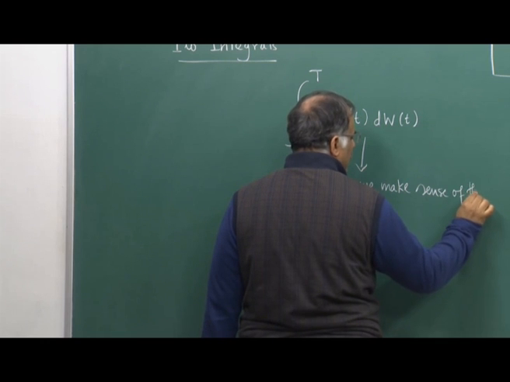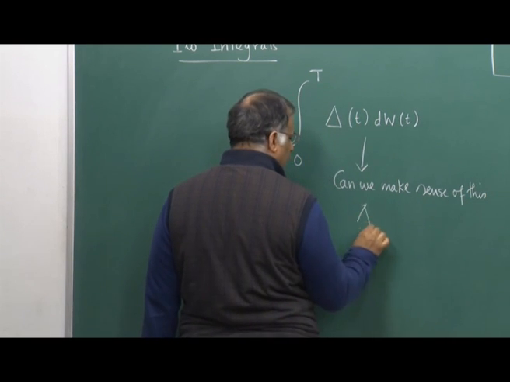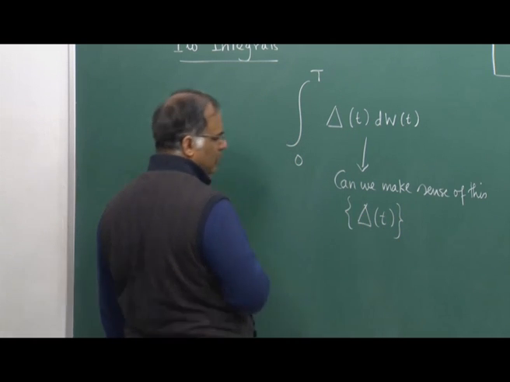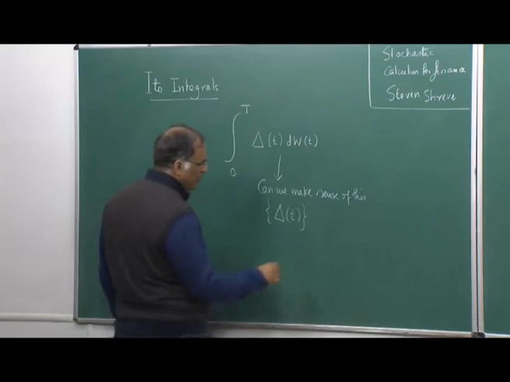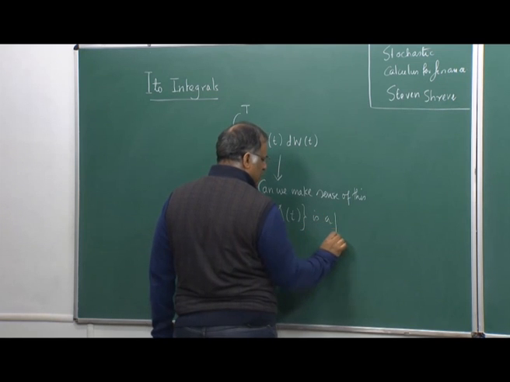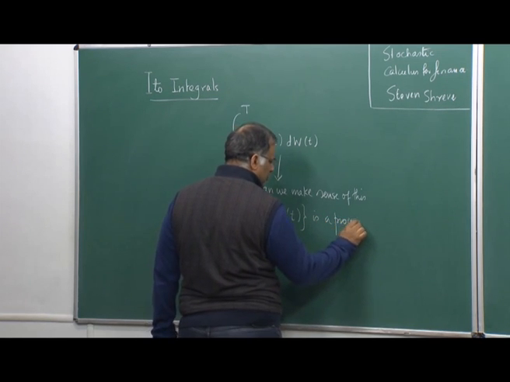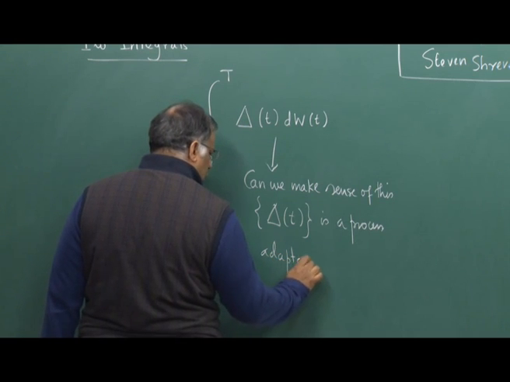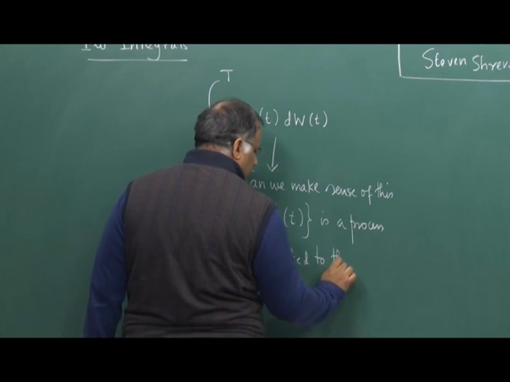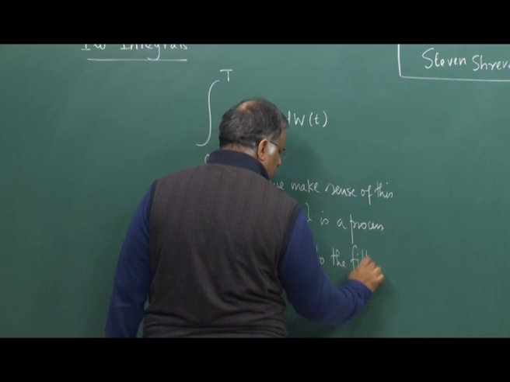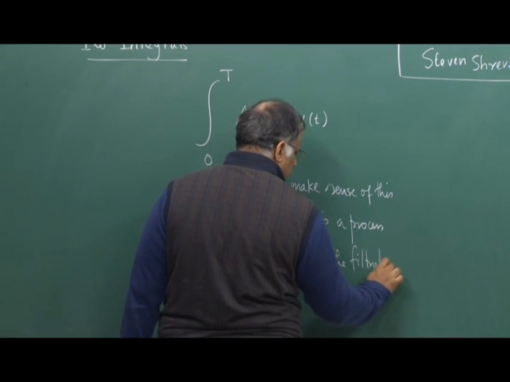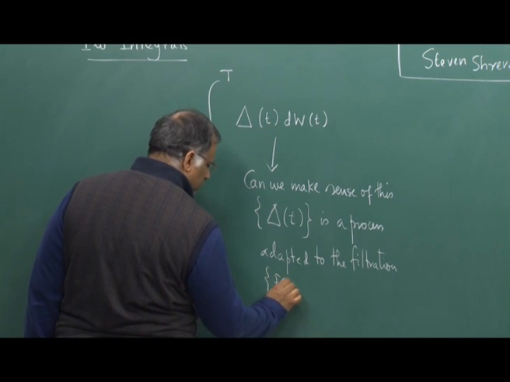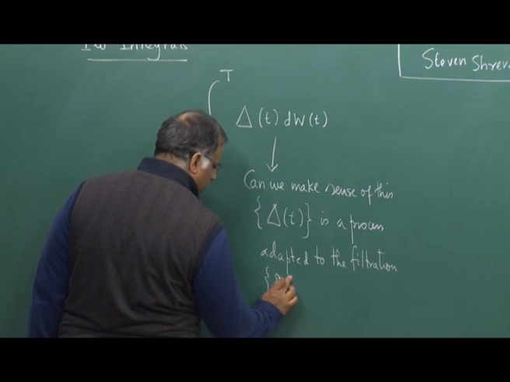And what is this delta t? Delta t is a process adapted to the filtration F_t associated with the Brownian motion.